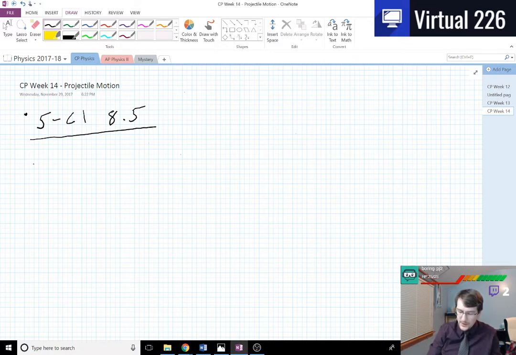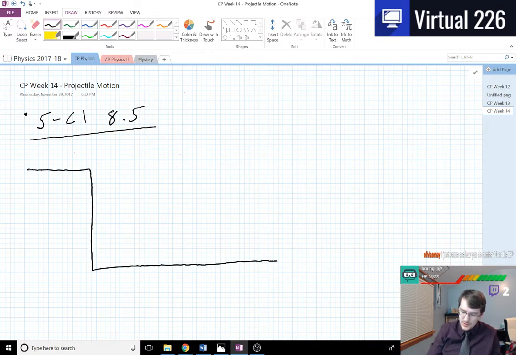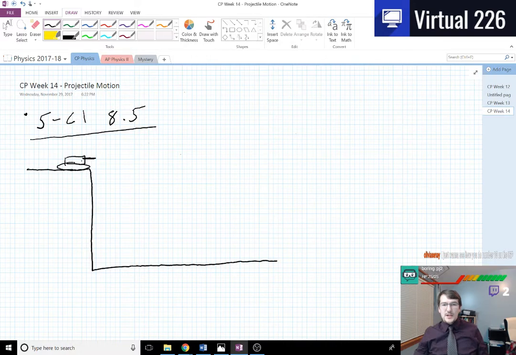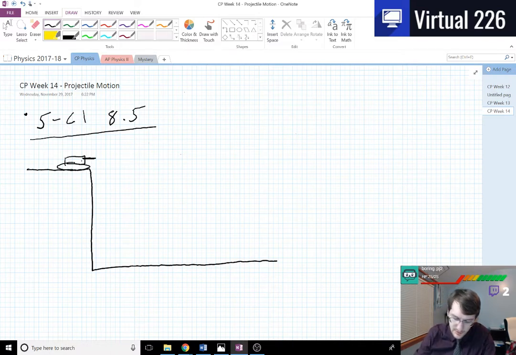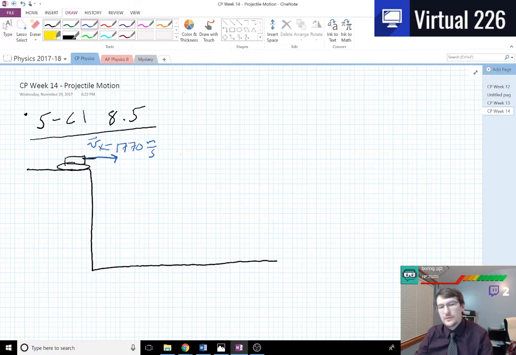So if we draw ourselves a little picture here, because it's a good thing to draw. And forgive my lack of drawing skill for the tank, but here it is. Essentially, the muzzle velocity of an armor-piercing round for this tank is 1770 meters per second. So I'll just draw that in. And remember, we're firing this perfectly horizontal, so all of this velocity is in the x direction. That's an important thing to remember.